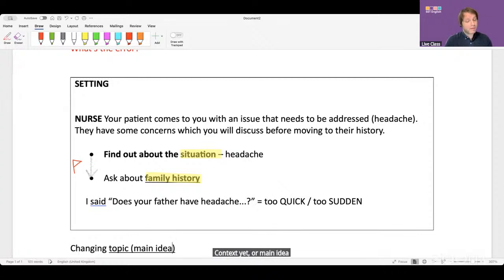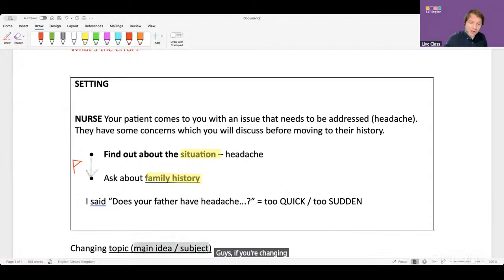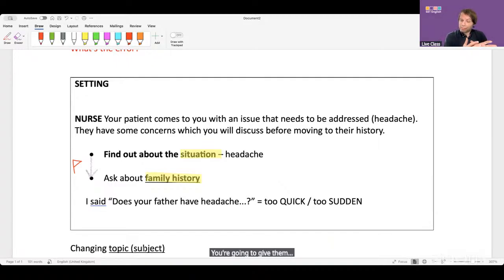Can anyone give me a topic? What does it mean? Subject. Guys, if you're changing subject, if you're changing topic, you're going to signpost, which means you're going to give them like a sign that you want to change. So, Josu, any ideas what I can say to signpost a change in topic?